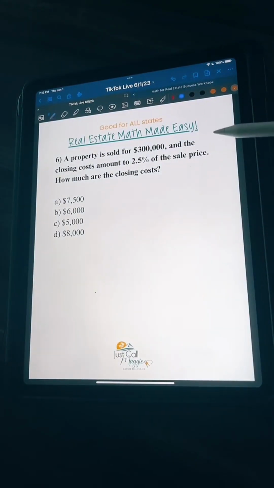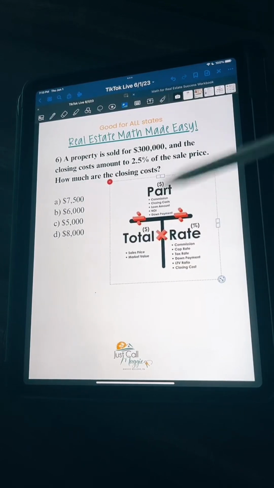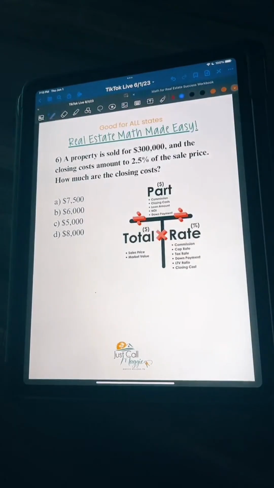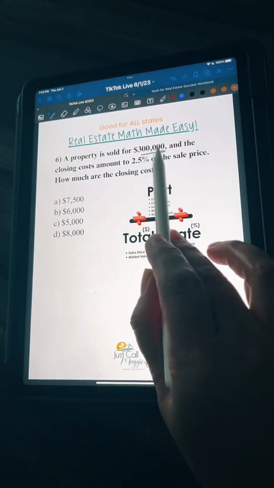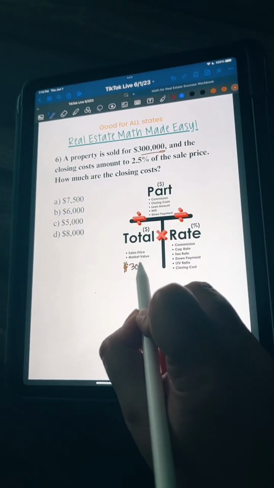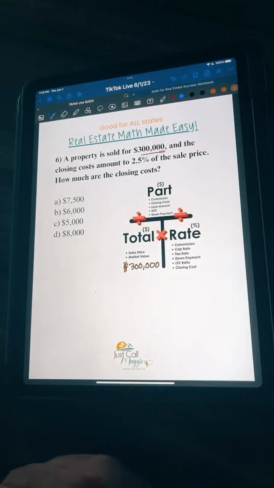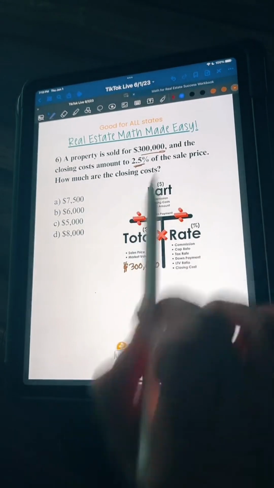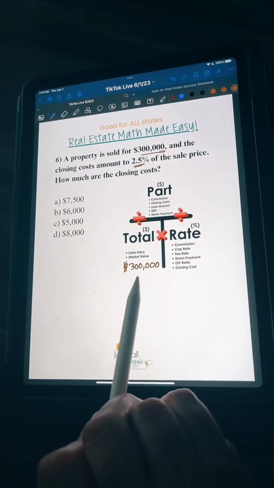Let's move on to the next question. Number 6 says a property is sold for $300,000 and the closing costs amount to 2.5% of the sales price. How much are the closing costs? So we have a percent, so we're going to bring out the T-chart. And we see here the value of $300,000. That's the total sales price, so I'm going to put that here in the total amount. And then closing costs are 2.5% of this amount.